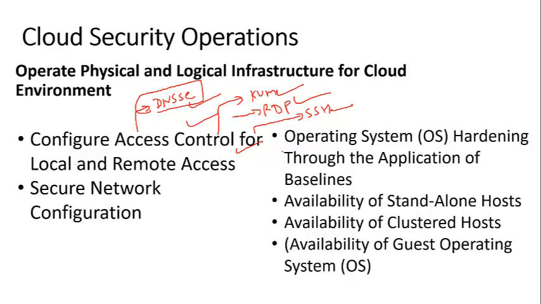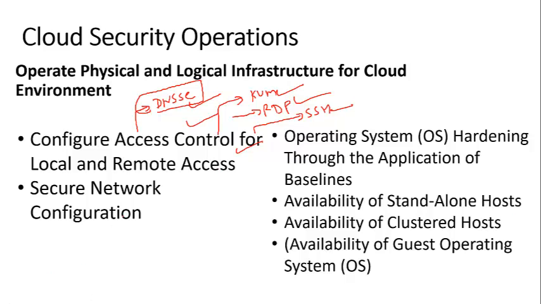By DNS, we can reroute information. If DNS is configured with fake information, there is a possibility that we can redirect requests from one system to another system. So by DNSSEC, we can restrict those updates. That is why DNSSEC is part of the access control for local and remote access.